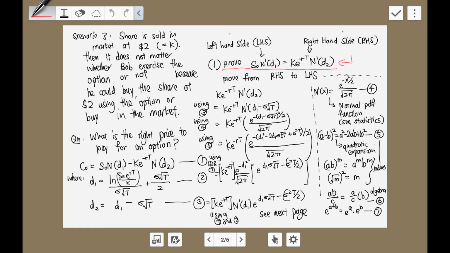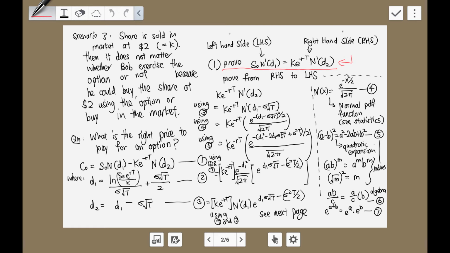Therefore, he will not exercise the option, or he would exercise the option, but there's no point, because he could buy from the market anyway. So he lost $1.50 from buying the option. Okay, so that's it. So this explains what an option is.